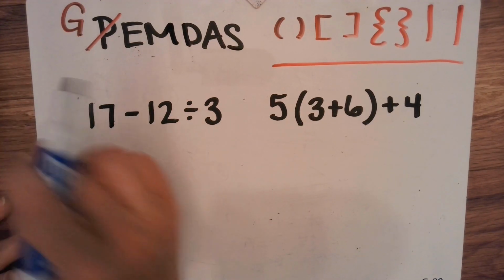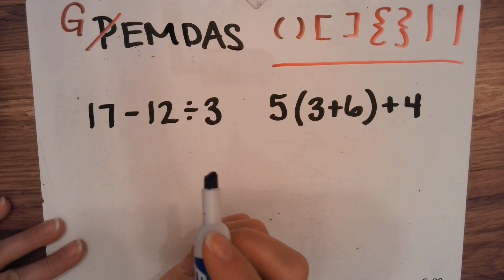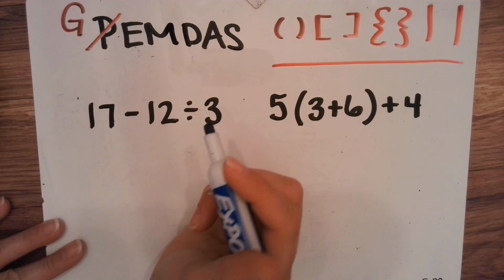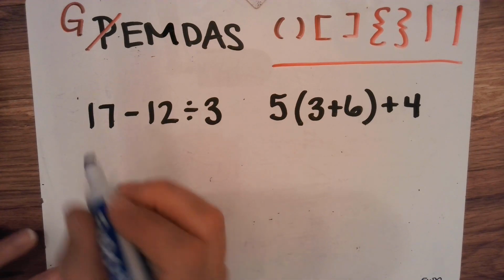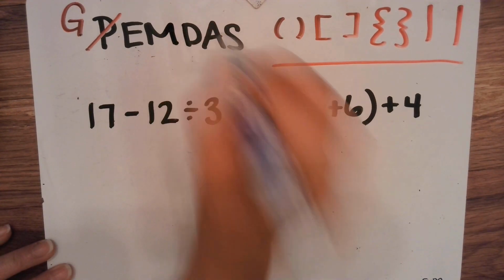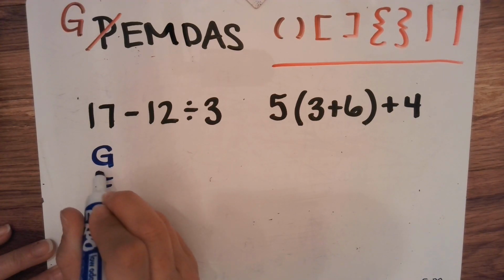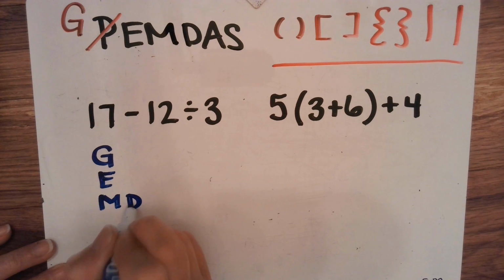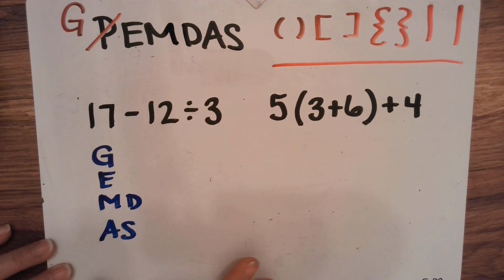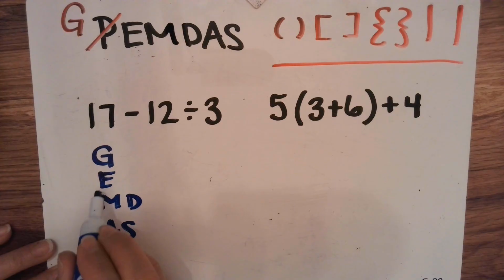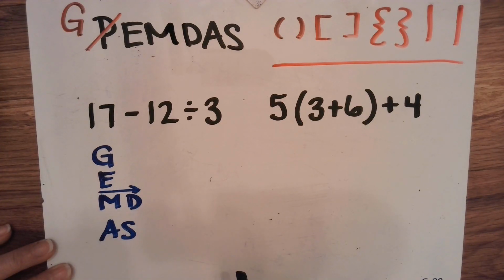I treat them like they are a video game, and we talk about them in terms of levels. So I'm going to have level 1, addition and subtraction. So we have groupings, exponents, multiplication and division, and addition and subtraction. With multiplication and division, remember we go from left to right, whichever we see first. If they're on that same level, we do whichever one comes first. Same thing with addition and subtraction, from left to right.